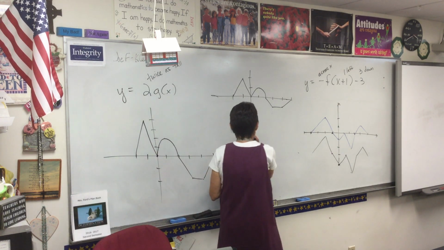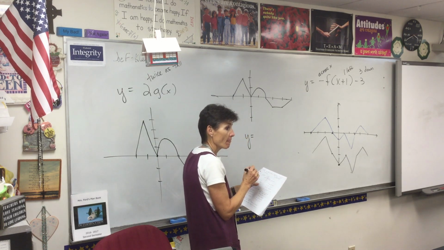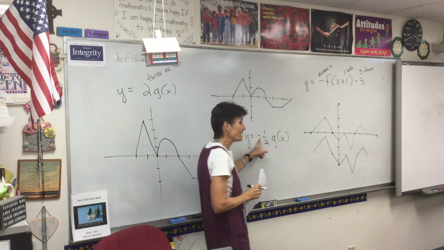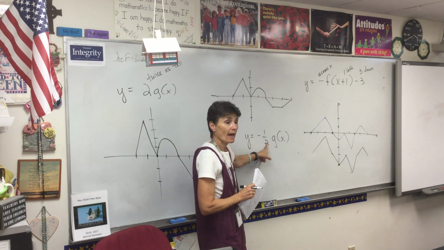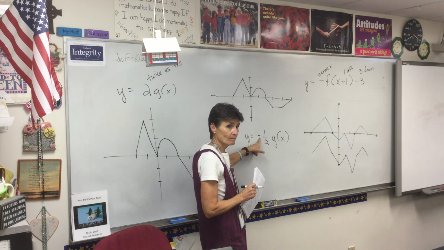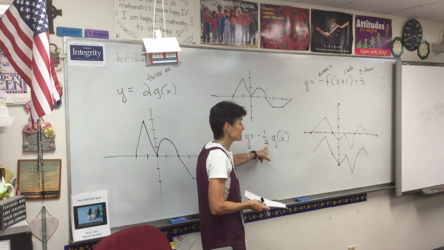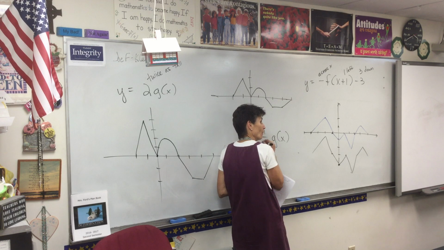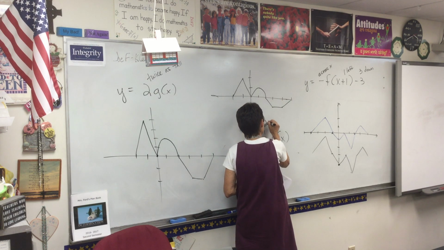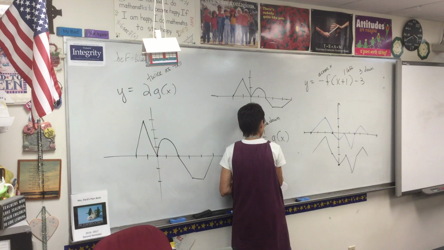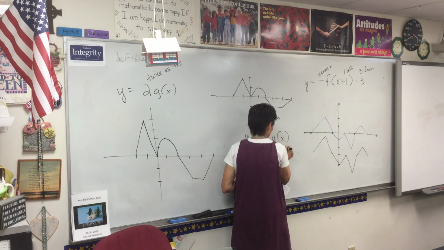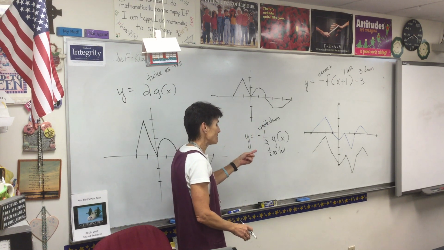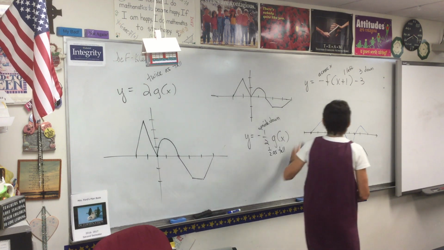So let's look at B. Now B, watch it now. B has a negative and a half. So what does the negative do? Flips you upside down. What does the half do? Half as tall. So we're going to go upside down, and we're going to be half as tall. Everybody okay?